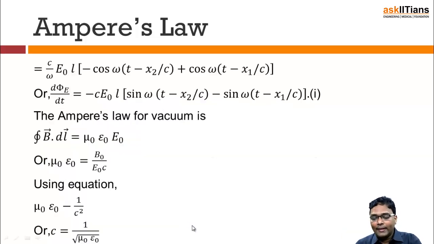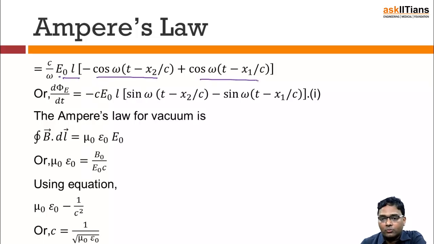L. If we integrate it, again we are going to get an expression like c/ω E naught L [−cos(ωt − x2/c) + cos(ωt − x1/c)]. From here, if we differentiate, obviously the minus cos goes out in the form of sine omega, and because of this, when you are integrating it, you will get an expression of minus c E naught L. We know that this should have been dΦE divided by dt.